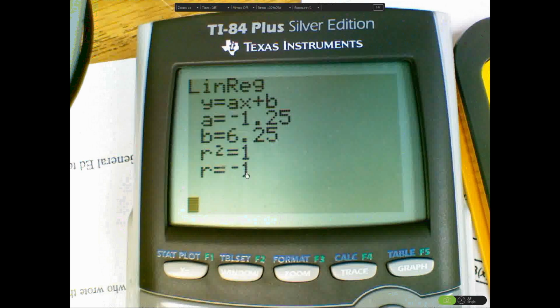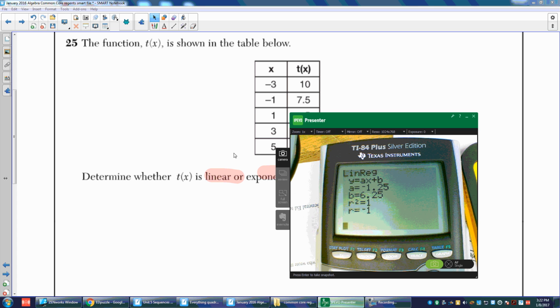Here we see that R is -1. That is a perfect fit. When R is 1 or -1, it's a perfect fit. All of the points line up into that form of the equation. So I entered it there, and it asked us also if it was exponential.